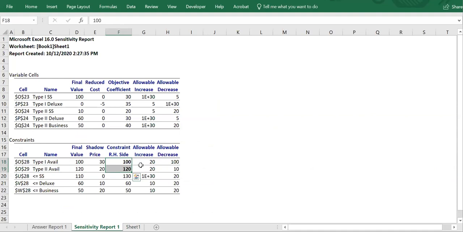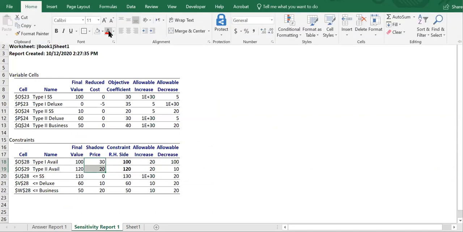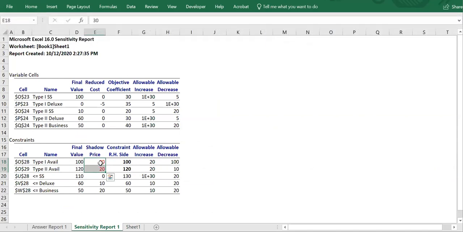So currently the right-hand sides are 120, but then we have the shadow prices that are 30 for type 1 and 20 for type 2, which means that if you increase this 120 by 1 unit to 121, your objective function is going to go up from 7,000 to 7,030. Or if you change that 120 for the maximum availability for type 2 room from 120 to 121, your profit is going to go up by 20 units.